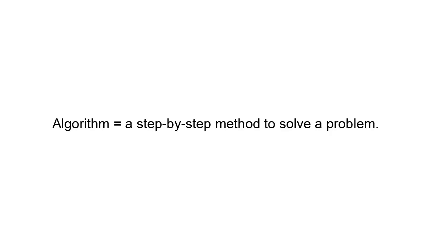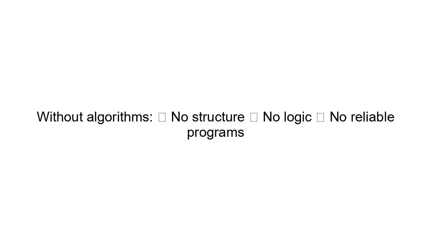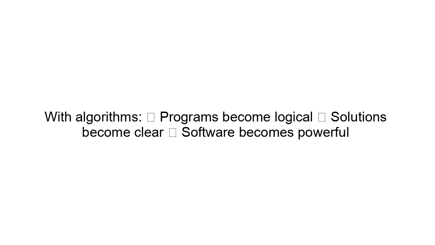Summary. Algorithms break problems into steps, make logic clear, help write better code, are used everywhere, and are the heart of programming. Without algorithms: no structure, no logic, no reliable programs. With algorithms: programs become logical, solutions become clear, software becomes powerful.